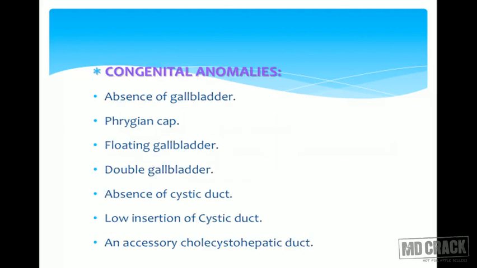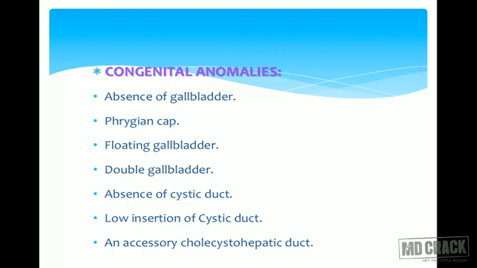Now we will see various congenital anomalies. Congenital anomalies of the gallbladder, which are more common, can be absence of the gallbladder. There can be a Phrygian cap, which is just a normal deviation of development of the gallbladder and has no other significance, it just looks like a cap. There can be a floating gallbladder when the gallbladder has an excessively long mesentery. There can be a double gallbladder or the cystic duct can be absent.